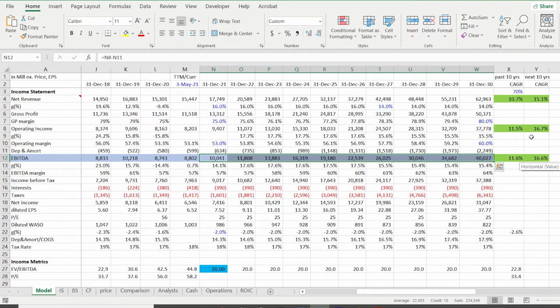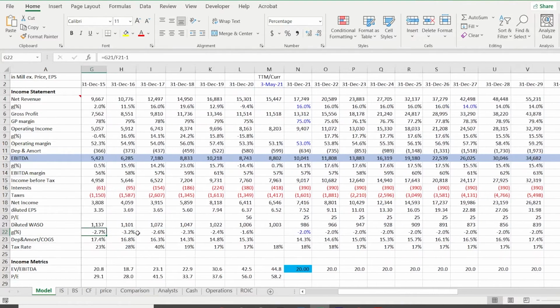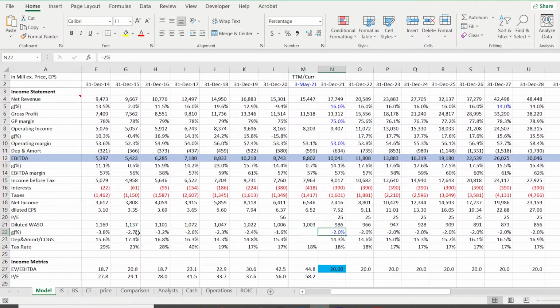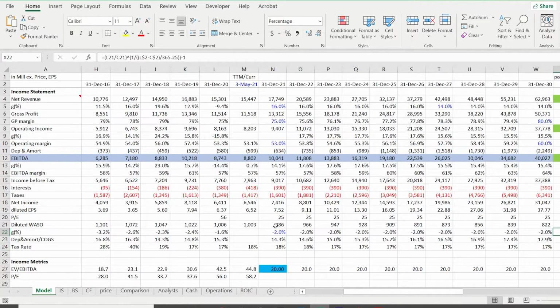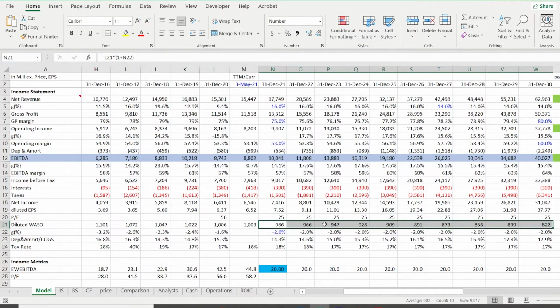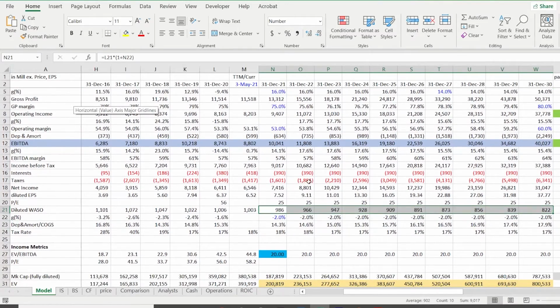EBITDA is going to grow a little faster than revenue, similar to what has happened in the past, because they are leveraging their growth versus expenses. And I am also assuming diluted weighted average shares outstanding. They have been buying back shares quite substantially at a rate of 1%, 2% per year, as you can see here, 3% even. I'm going to assume that they keep doing that at 2% per year. The outstanding shares are going to keep going down. And these are the assumptions for the income statement.